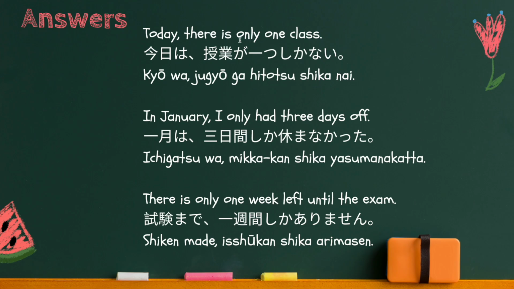Today there is only one class. 今日は授業が一つしかない。Noun, shika, then lastly the negative form. ない is casual. Politely you can say 一つしかありません。Next one.